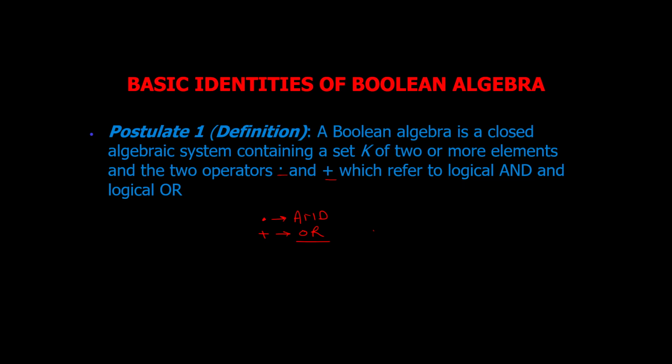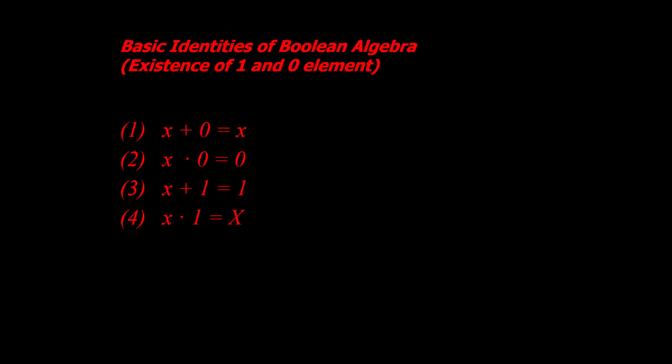If I am having two bits and I write A plus B, then you can say A or B. If I write A dot B, then you can say A and B. So these are the two operators. A third operator is also there, that is NOT. We will discuss it in the later half of this lecture.